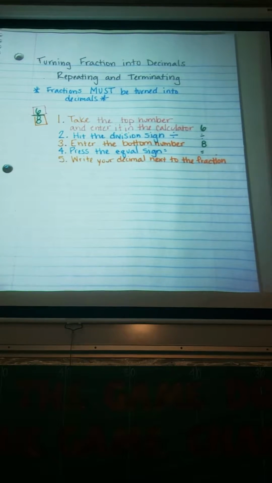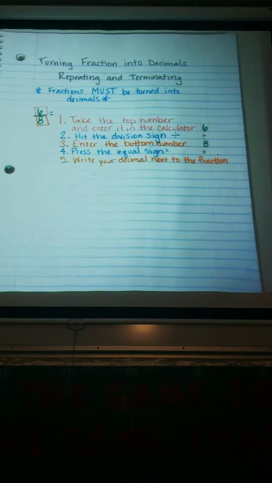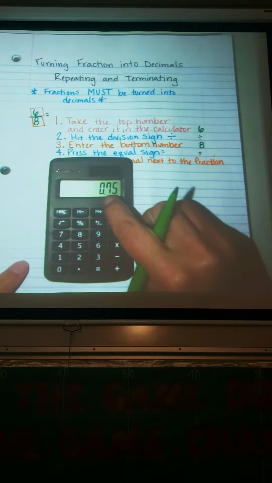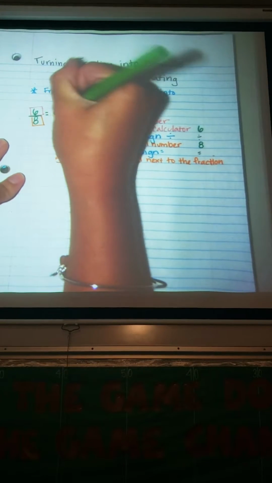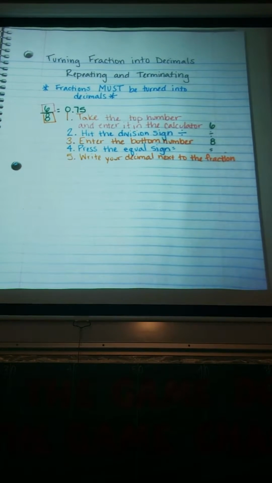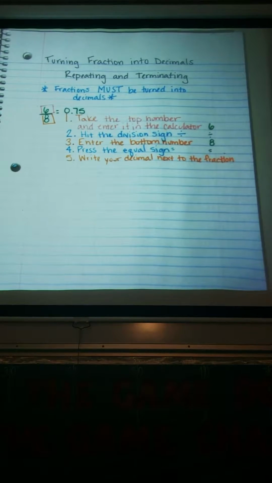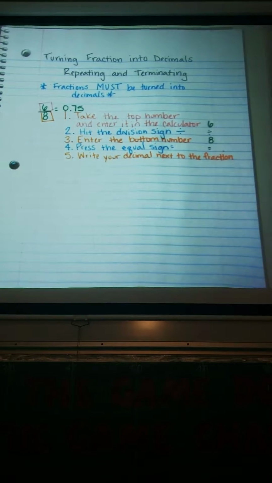So I had 6/8 up here, and I plugged it in, and it gave me 0.75. You see the little decimal right there. So I'm going to write 0.75. Now, however I need to use that fraction, I'm going to use 0.75 instead of trying to use 6/8. So that's converting your fraction into a decimal.